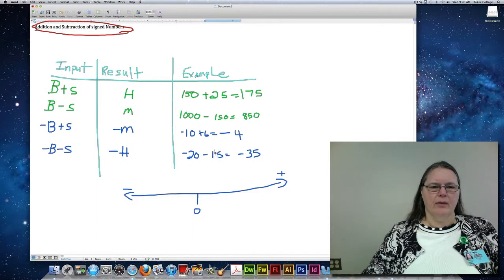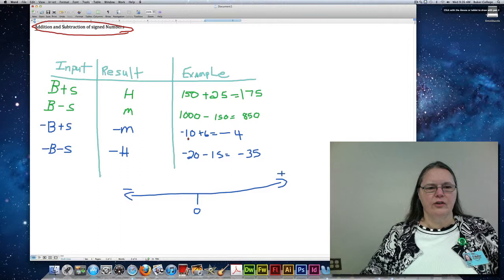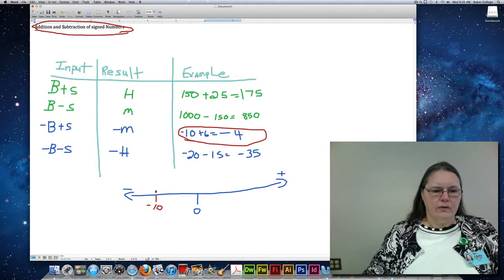Let's look at this problem right here, and I'm going to change colors so that you can see which one I'm doing in the number line. It says that I started at a -10, and it says I'm going to move towards the positive direction 6 steps. I do not cross 0, so I still stay here at -4. That's where I ended up, okay?